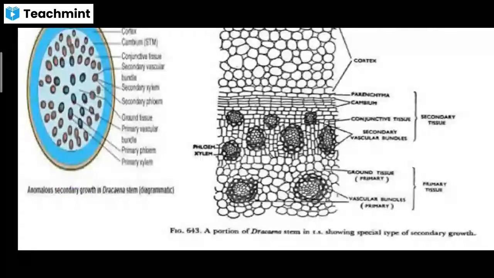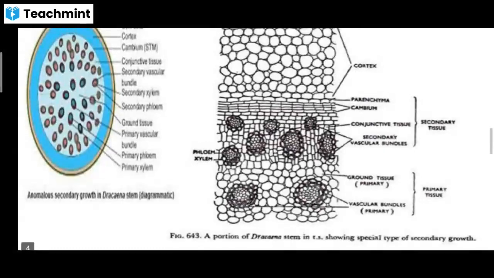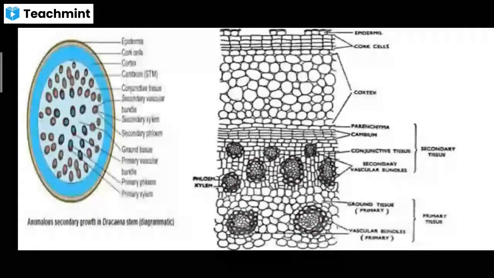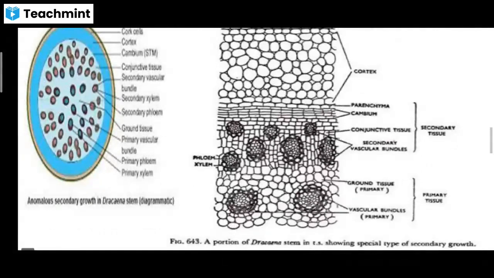So in that case, at the center there are the primary tissues, and surrounding these primary tissues there are the secondary tissues, and in between the cortex and these ground tissues, the cambium ring will be developed. So in the left side figure, you can clearly see at the blue region that the cambium ring will be developed, which is surrounding the vascular bundle.